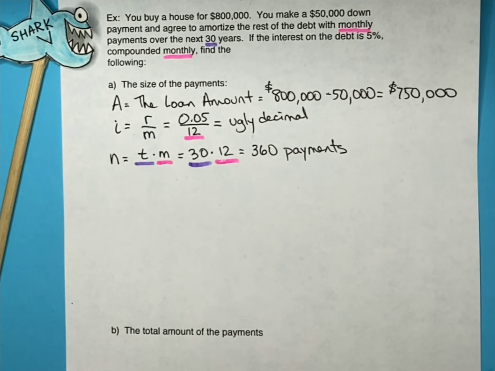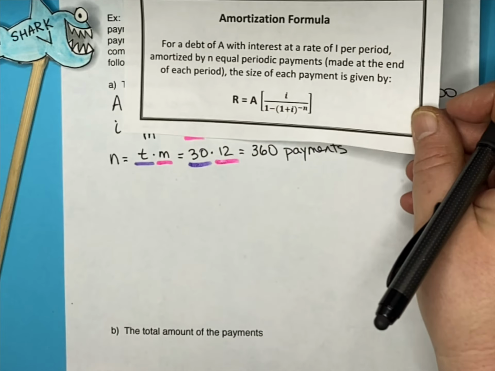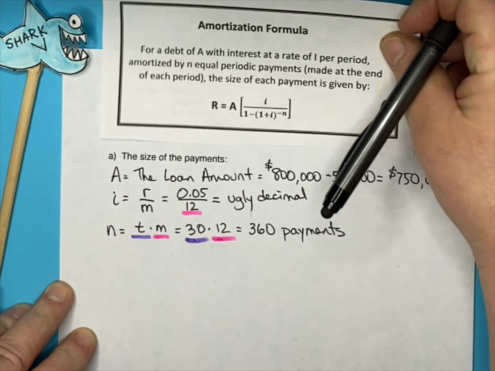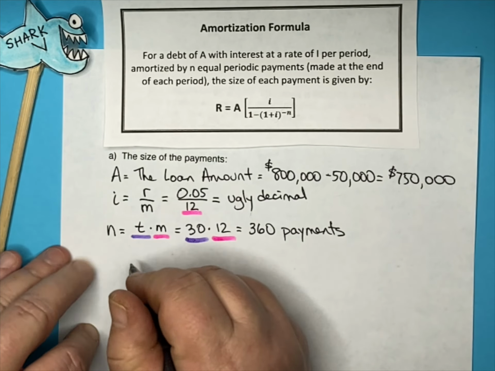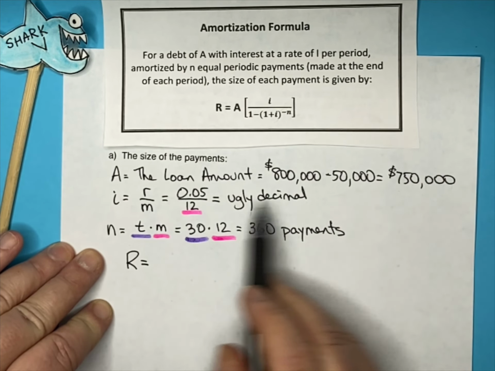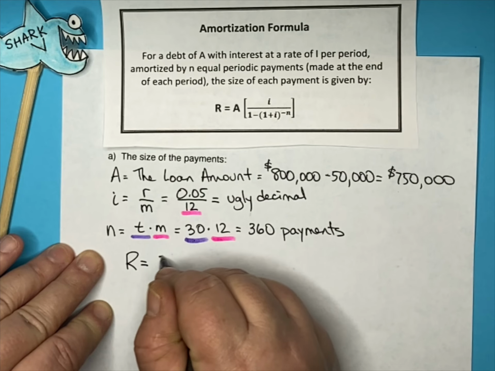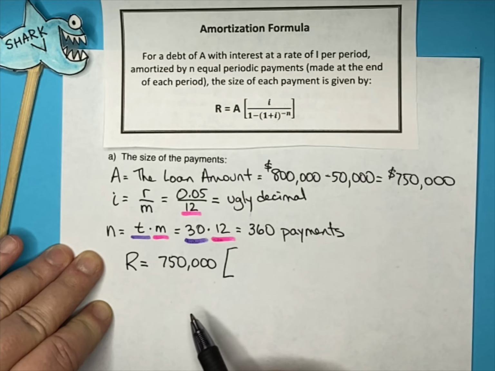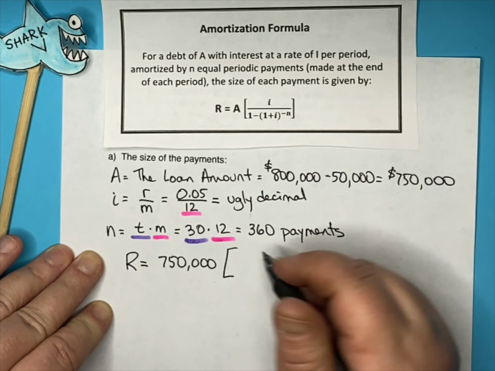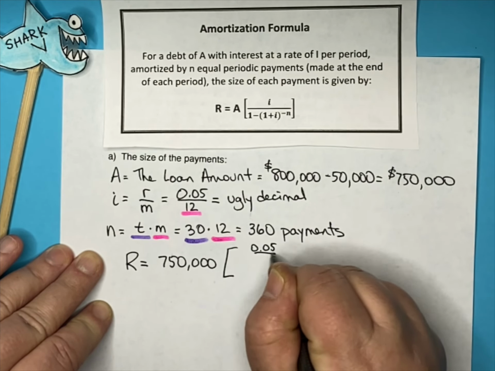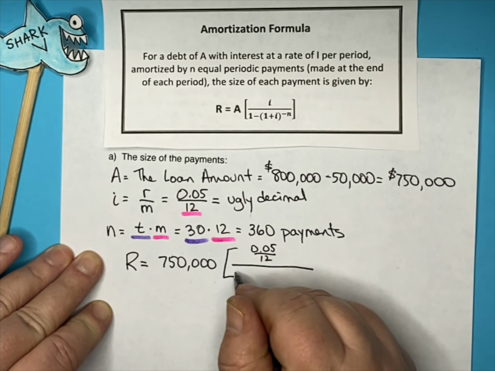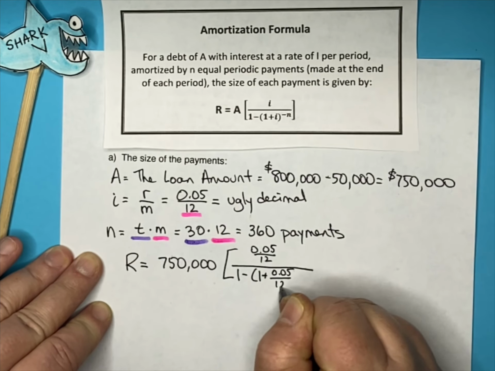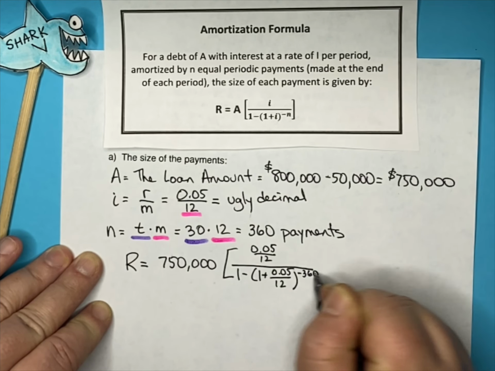Now I need my amortization formula. Let me see if I can scooch this so that you can see that. So we've got R equals our loan amount, which is $750,000, times I, which is this whole expression, 0.05 over 12. And then in the denominator, 1 minus (1 plus 0.05 over 12) to the negative 360.